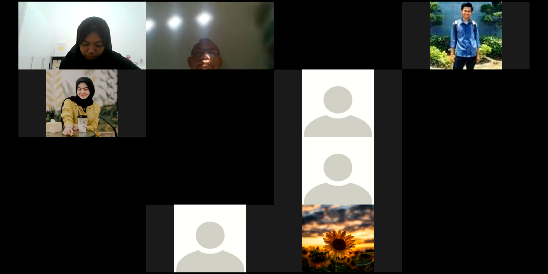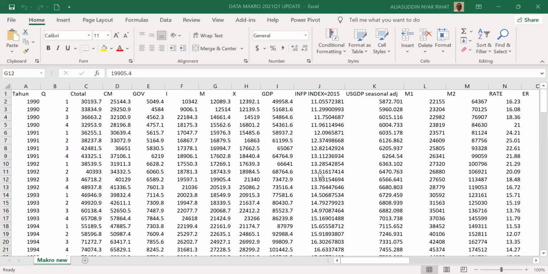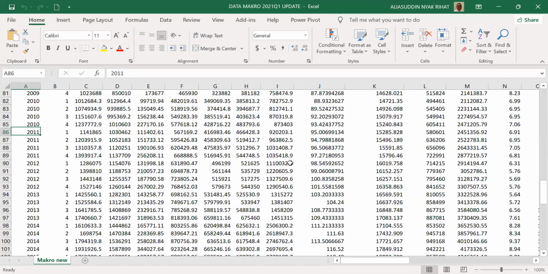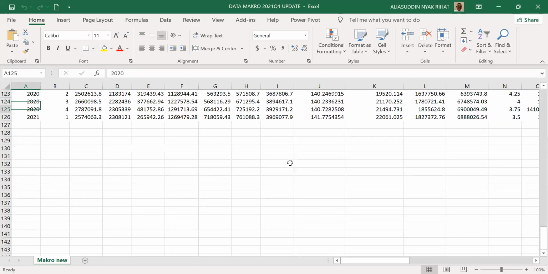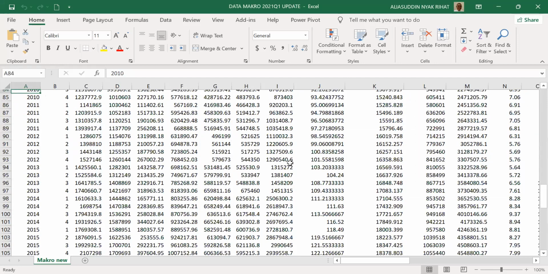Okay, I will show you here. This is big size data. Actually, I will show you later, but because you have these questions, okay. Now I will show you this data. This is real data of Indonesian economy. We have data from 1990 to 2021. First quarter, we have quarterly data. Okay, can you see this?